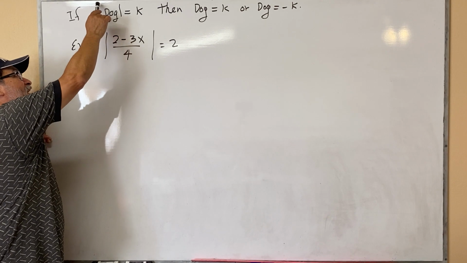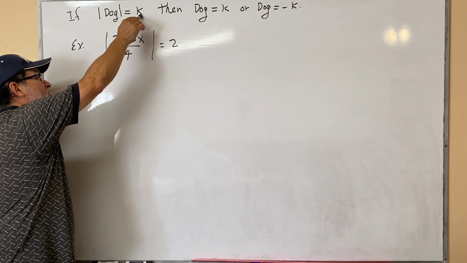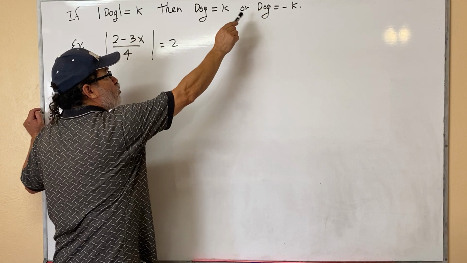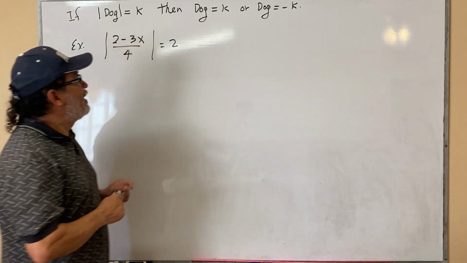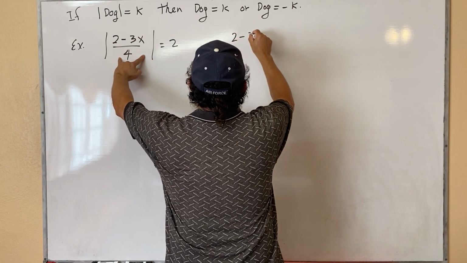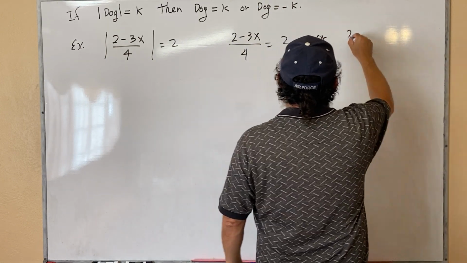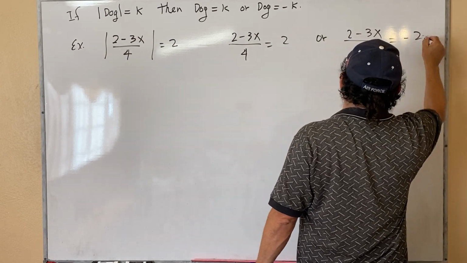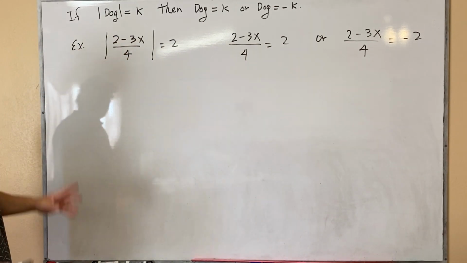The property says if you have the absolute value of a dog equals a k, or constant, then the dog, look, no more absolute value, okay? No more. The dog equals k, or the dog equals negative k. So therefore, by this rule, the conclusion is, what's the dog? The dog is what's inside. 2 minus 3x over 4 equals 2, or 2 minus 3x over 4 equals what? Negative 2. Okay, I'm just following this.